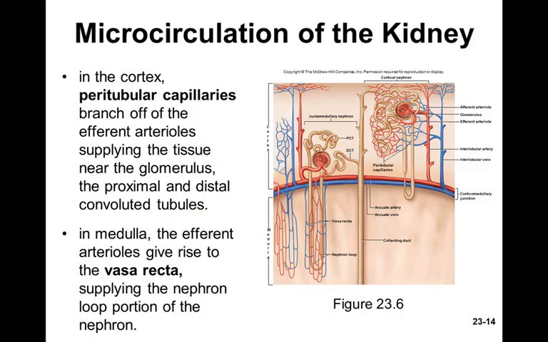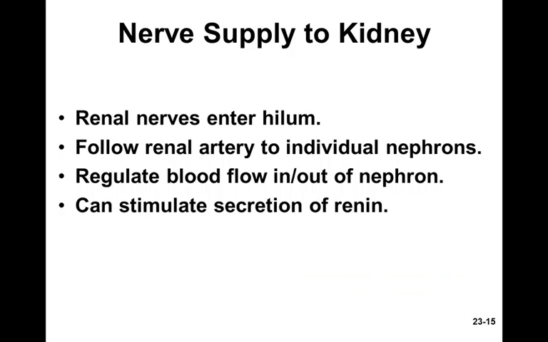Here is microcirculation of the kidney. In the cortex, you have peritubular capillaries that branch off the efferent arterioles, and they supply the tissue near the glomerulus. And you can see here, this is showing you a picture of the nephron. Here is the glomerulus, which is actually called the renal corpuscle, and here's the loop. You have the PCT, the nephron loop, and then the DCT. These two parts, this big tube called the renal tubule and the renal corpuscle, make up one nephron. Okay, so that's what we're leading up to, what we're about to get to.